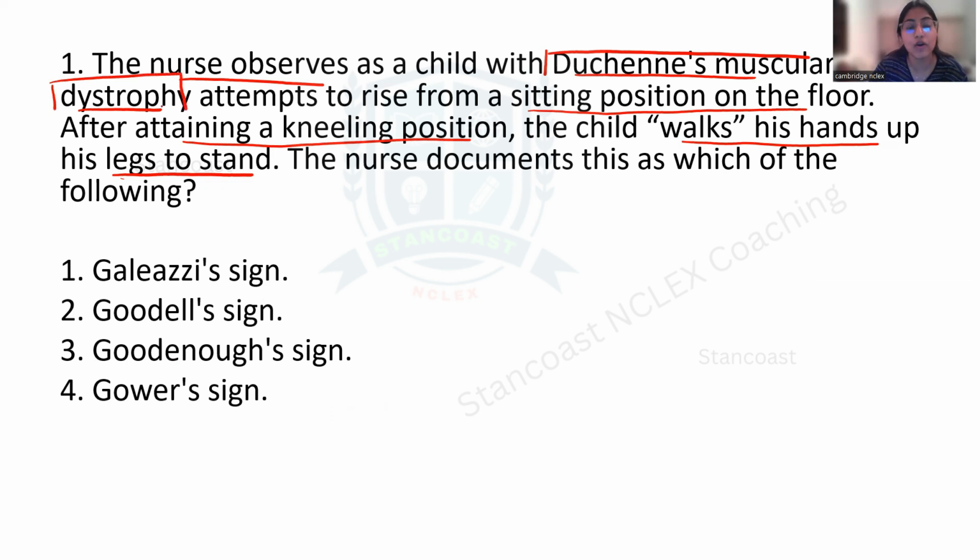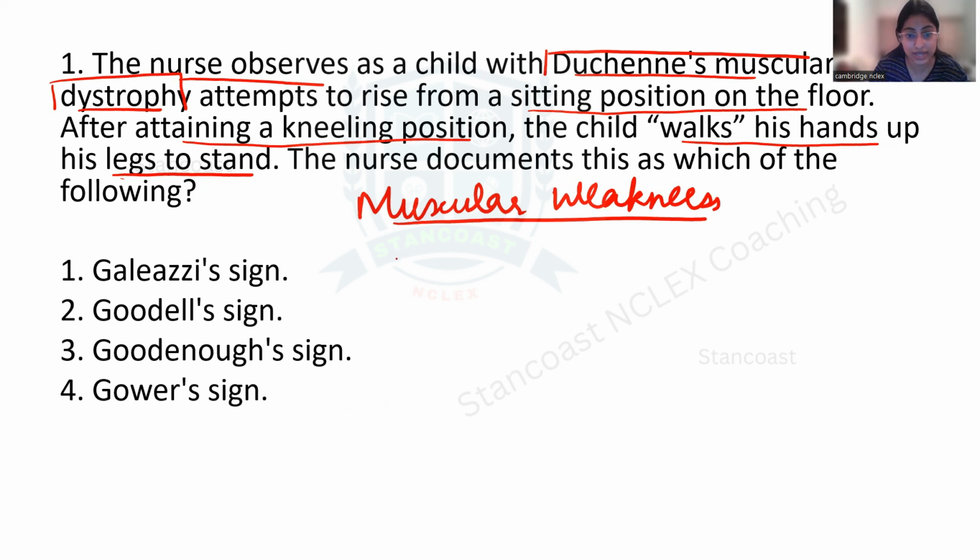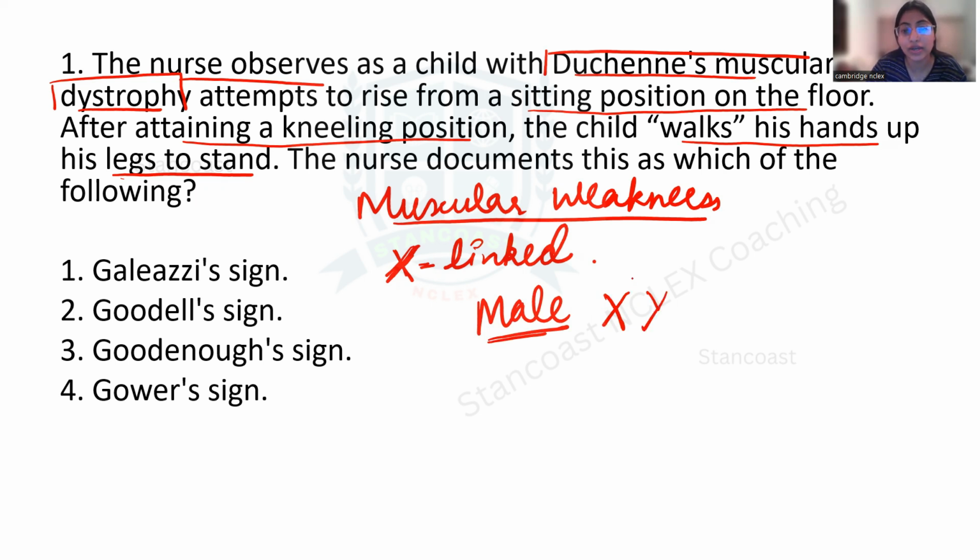In a previous video, we have already discussed this disease. This is a kind of muscular dystrophy in which there is muscular weakness. The main important thing about this disease is that it is an X-linked disorder. So it is transmitted by the mother to the baby through the X chromosome, and mainly it occurs in the male baby. Why? Because a male has only one X chromosome and he can't be a carrier, so he will surely get this disease.